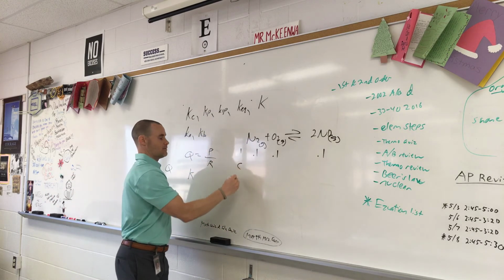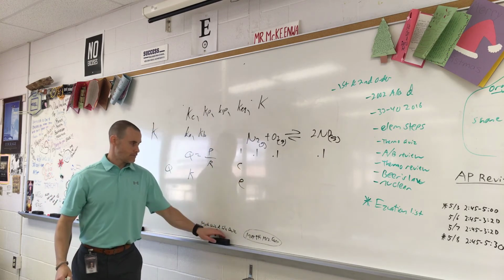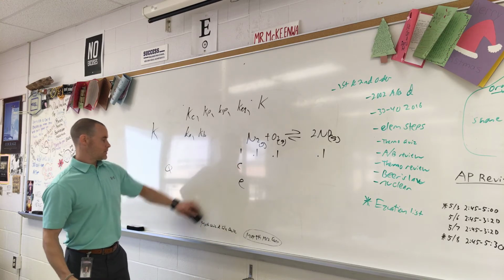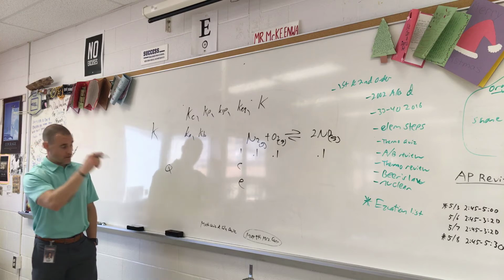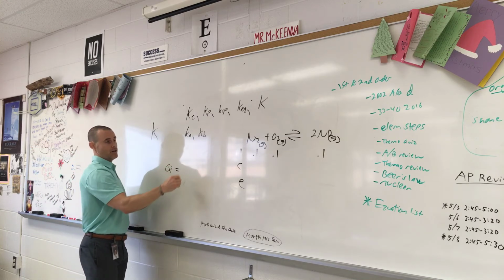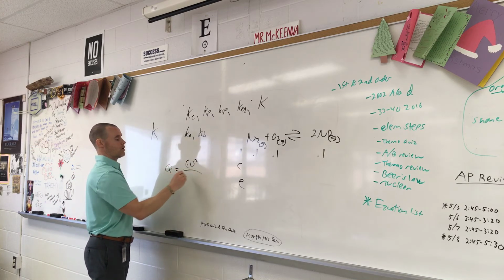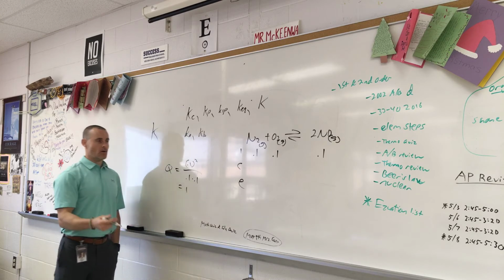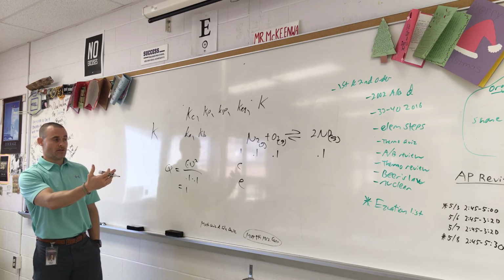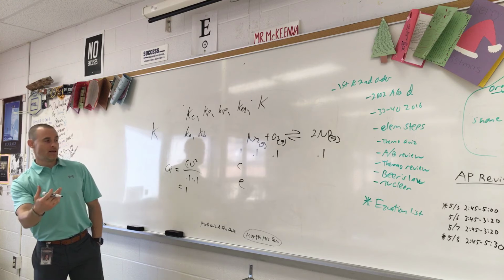So here's our ICE table. Let's say initially that's your concentration. You could calculate Q, it would be 0.1 squared over 0.1 times 0.1, right? Isn't that 1? Yeah, okay, that's fine. So that equals 1. So that's what Q is. That's initial.